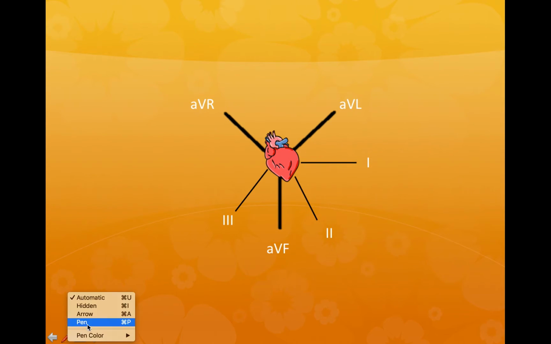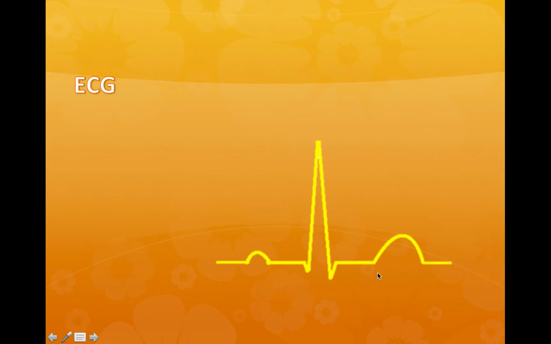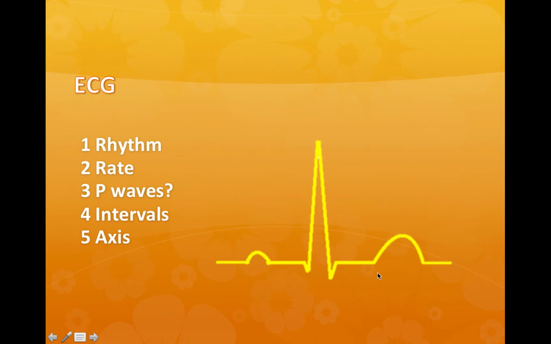Each one of these leads takes a snapshot of the electrical impulse traveling in its direction. So say, for example, we have an electrical impulse moving down this way. So now we're going to go about calculating the axis. A lot of people have difficulty with calculating the axis. I'm going to try and give you a quick way to say if the axis is normal or not, and then we're going to go about actually calculating it.